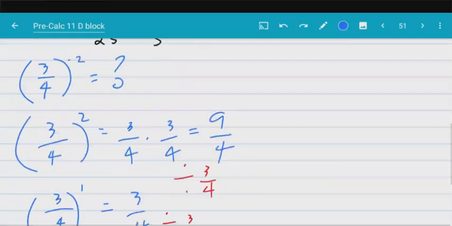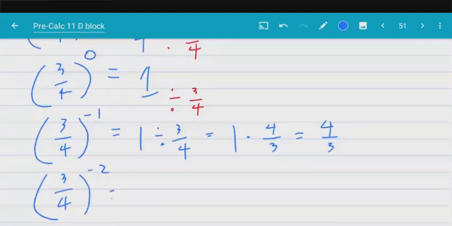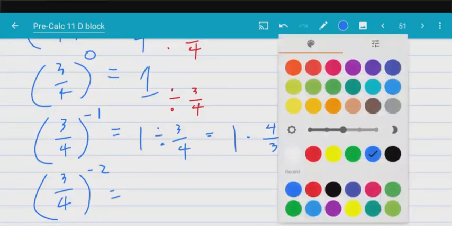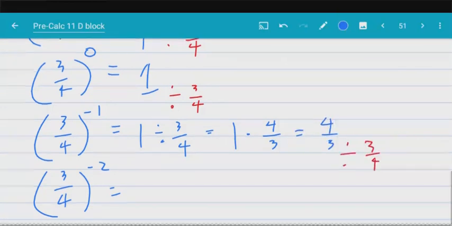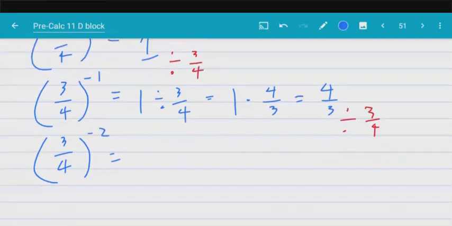3/4 to the negative 2. So that would be to divide this value by 3/4 again. Okay. That's sort of complicated. Let's take a look. So we have 4/3, which is the value here before we divide by 3/4, divided by 3/4.